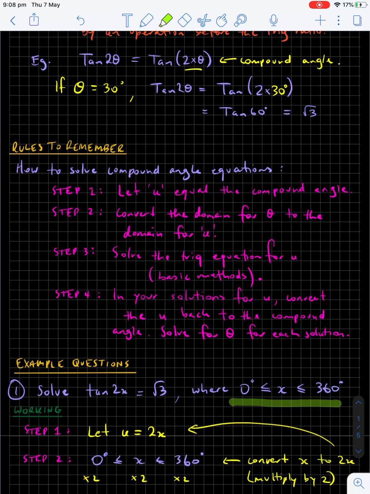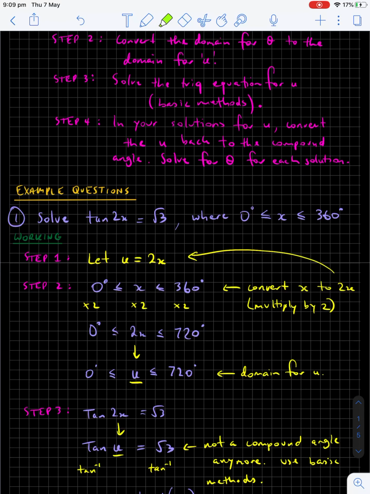They will always give you some sort of domain, as you see down here. We need to change it up, so instead of x in the middle, we need it to be for u instead. Step number 3, we solve the trig equation for u. That's just using the basic methods which we did in the lessons beforehand, so that doesn't really change. And then step 4, in your solutions for u, because we found u using our basic methods, we want to convert back to our theta or our x. And then we just solve for these thetas in every solution that we find for u.